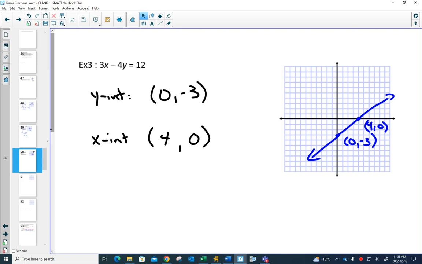Okay, check how you did. I didn't show any work. So when you plugged in 0 for x, did you get -3 for y? When you plugged in 0 for y, did you get 4 for x? Draw those points, draw a line through them.